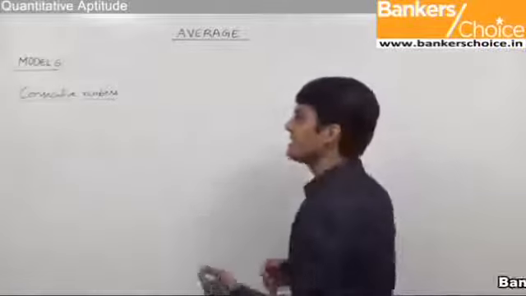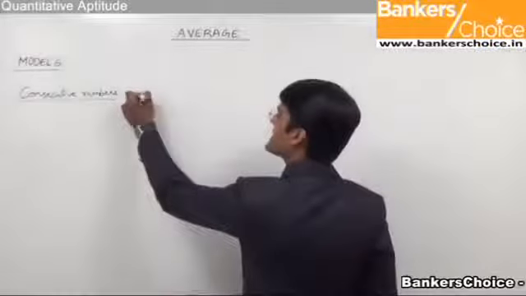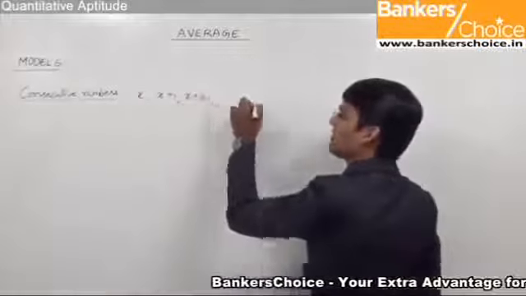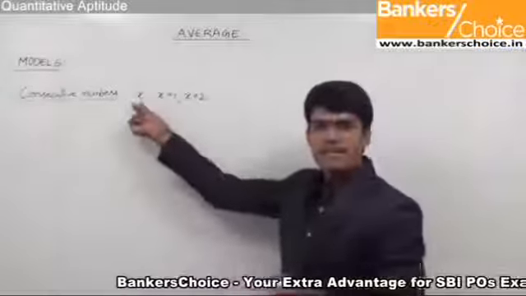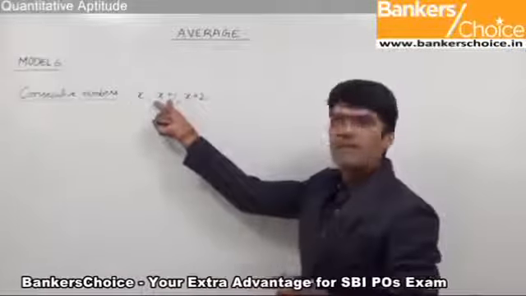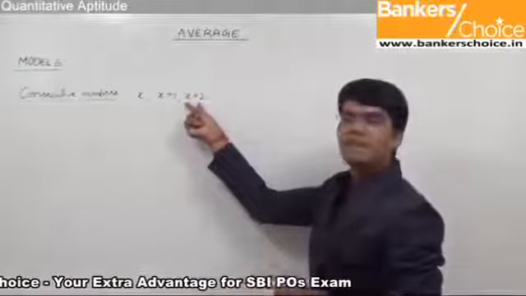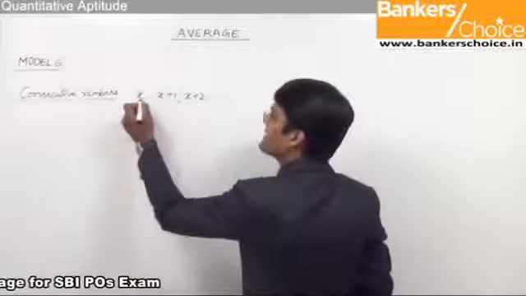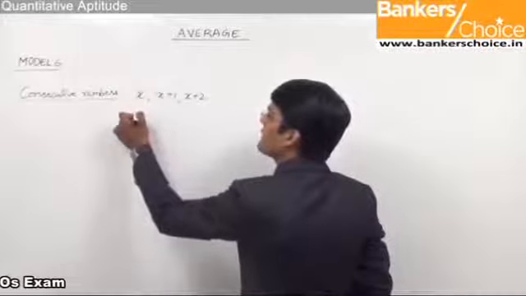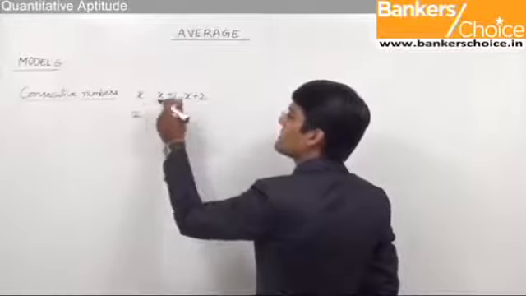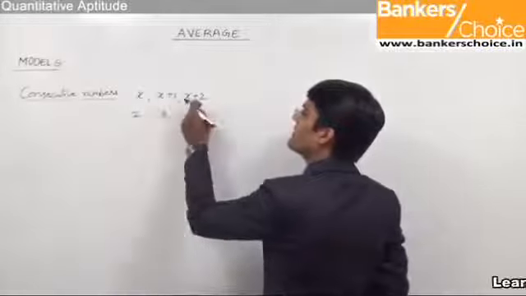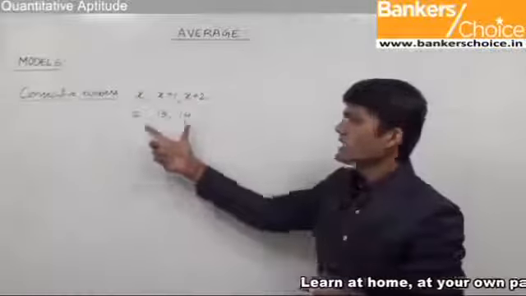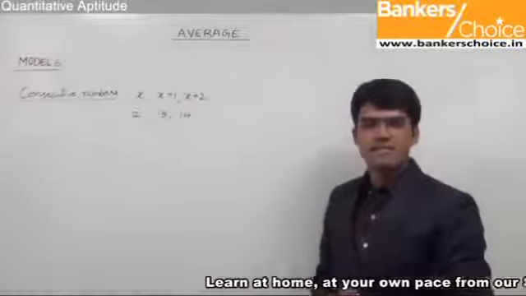And these numbers in general can be represented as x, x plus 1, x plus 2 and so on. For example, if the first number is x, then the second consecutive number will be x plus 1. The third one will be x plus 2 and so on. Let's take any value in place of x. Let's say x is equal to 12. So the next number will be 12 plus 1, that is 13, 12 plus 2, 14 and so on. So this is how we get a set of consecutive numbers.